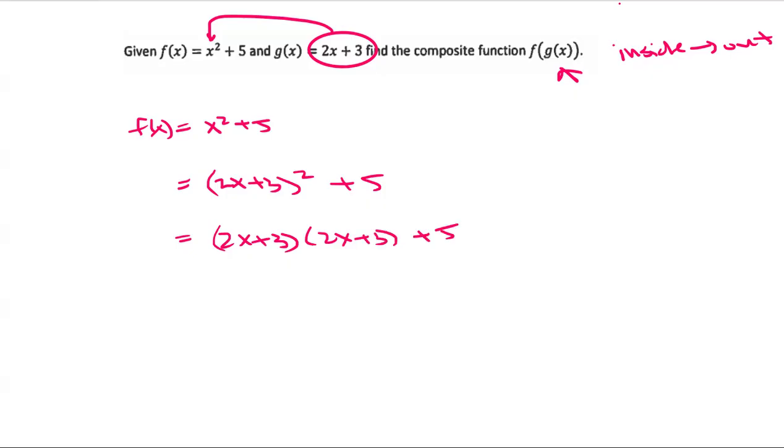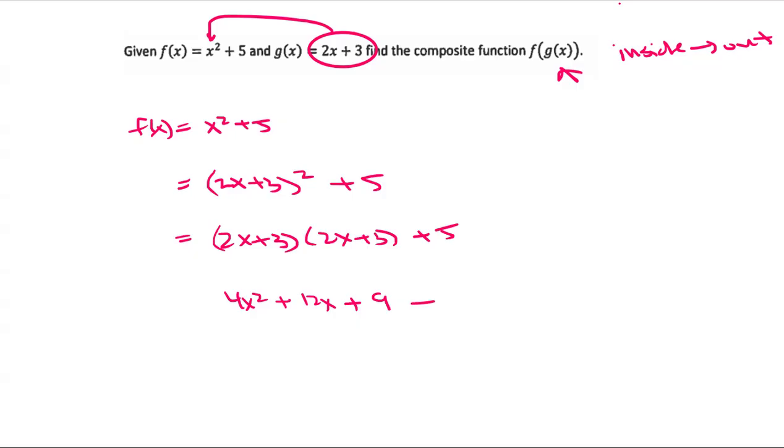Okay, so I can do the FOIL method and multiply that out, or I can just do a little trick here where I can square the front. So that's going to give me 4x squared. Square the back, which gives me 9, and then multiply the two terms. So 2x times 3 is going to give me 6x, and then double it. So that'll give me 12x plus 9. Again, if you don't feel comfortable doing that, you can just FOIL it out. Okay.